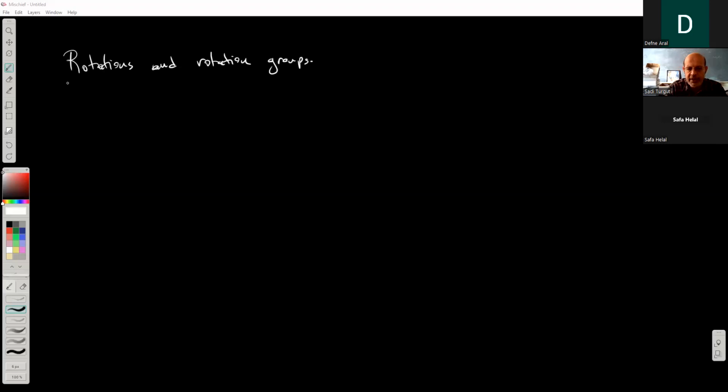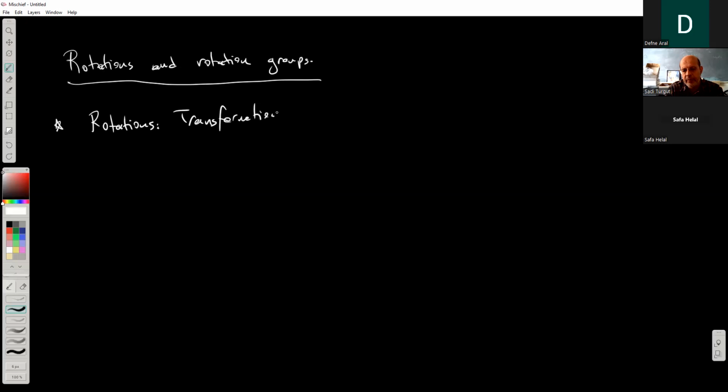Okay. So I'm going to start describing rotations in general, and then I'll talk about the rotation group. First of all, a rotation is actually a transformation of a vector. Right? So you can think of it like that. Rotations are basically transformations of vectors. It's not just an arbitrary transformation. Of course, it's a rotational transformation.